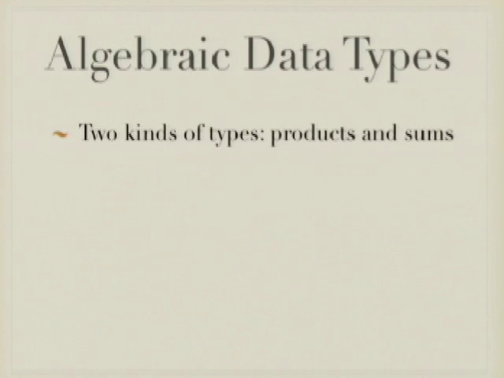So the other thing is called a sum type. A sum type is where instead of saying I want this and this and this, like a product type, you want to say it's this or this or this or this.